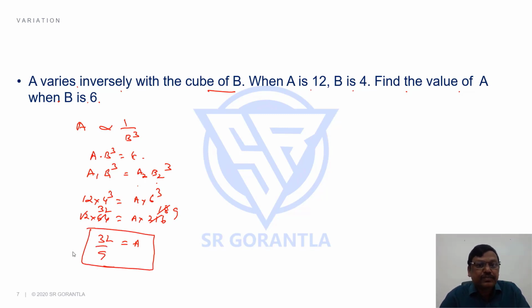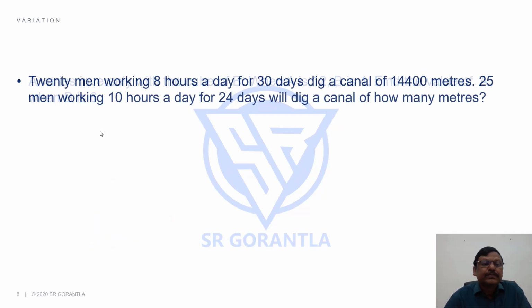Right? So like this we can directly use the concept of variation. Let's take up one more. 20 men working 8 hours a day for 30 days dig a canal of 14,400 meters. 25 men working 10 hours a day for 24 days will dig a canal of how many meters?